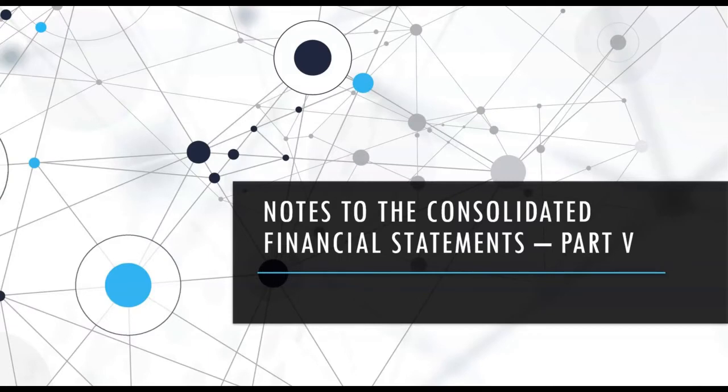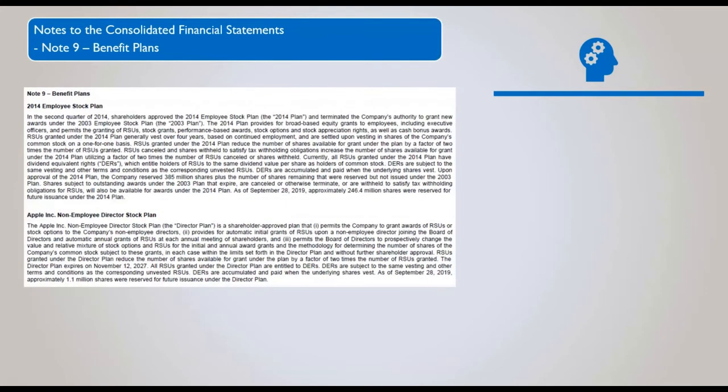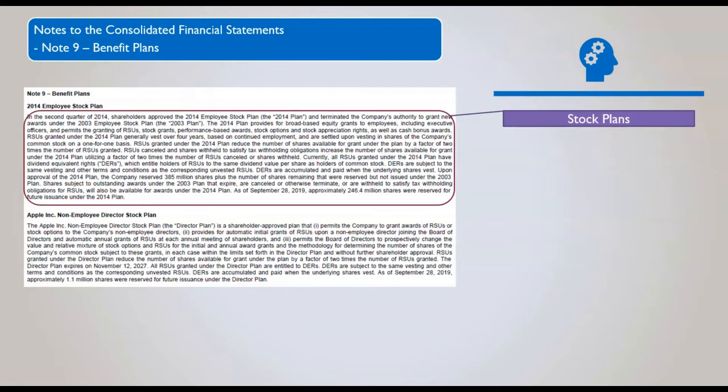In this lecture, we will continue with the notes to the consolidated financial statements. First note we see in this section is note 9, the benefit plans. So this is a stock plan. So why would Apple have an employee stock plan?